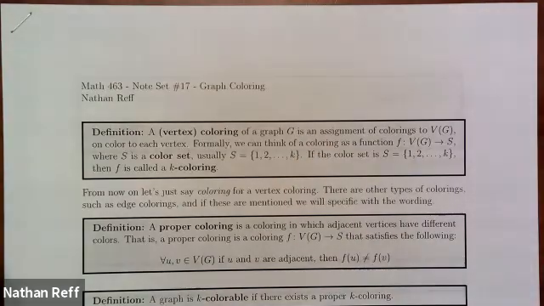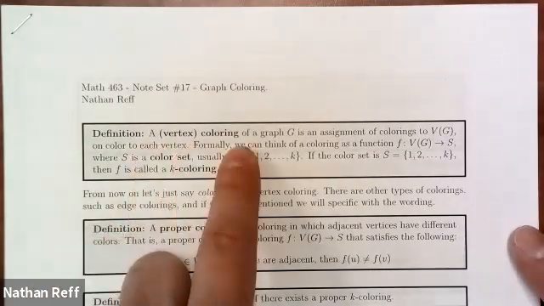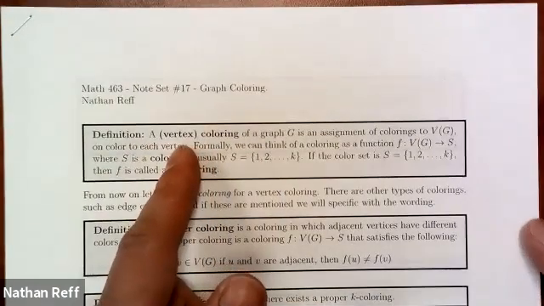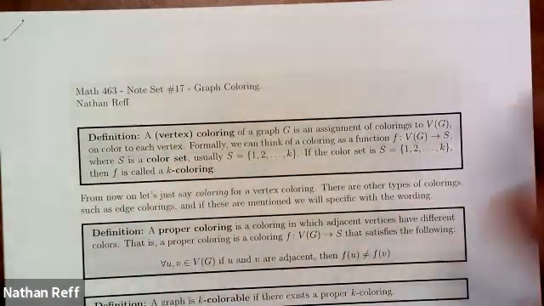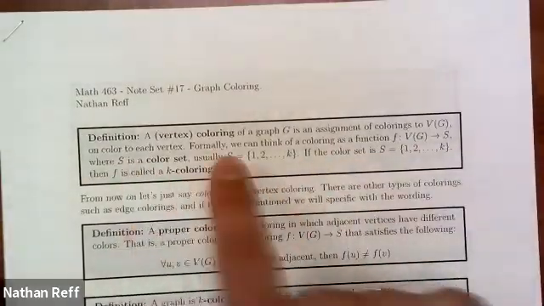Okay, so what is a coloring? So what we're going to talk about right now is vertex coloring. Okay, so a vertex coloring of a graph. Normally, if you just say coloring, it means a vertex coloring. You can color edges, but you would say an edge coloring. But usually if you're reading something and someone's talking about coloring, they're usually talking about a vertex coloring.